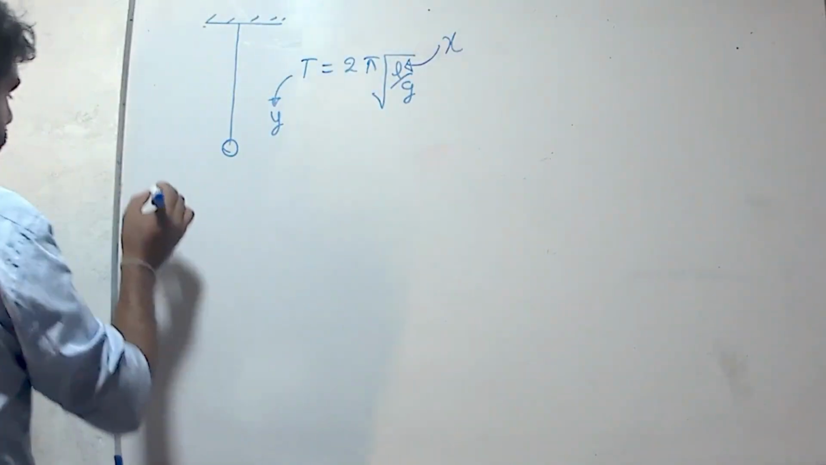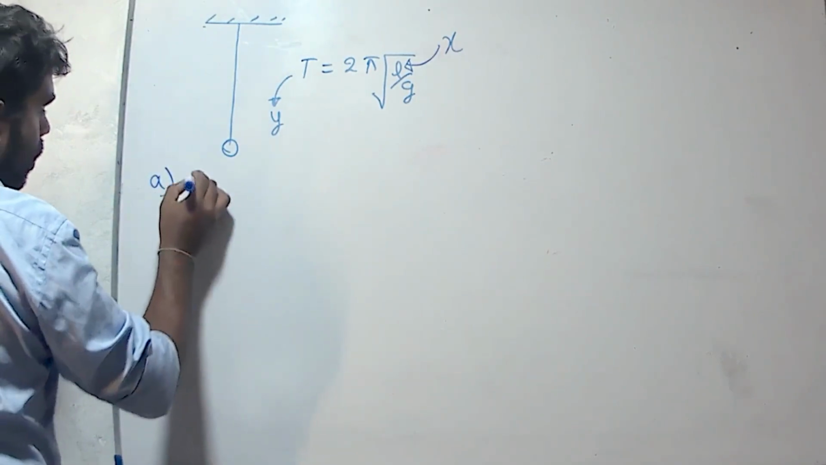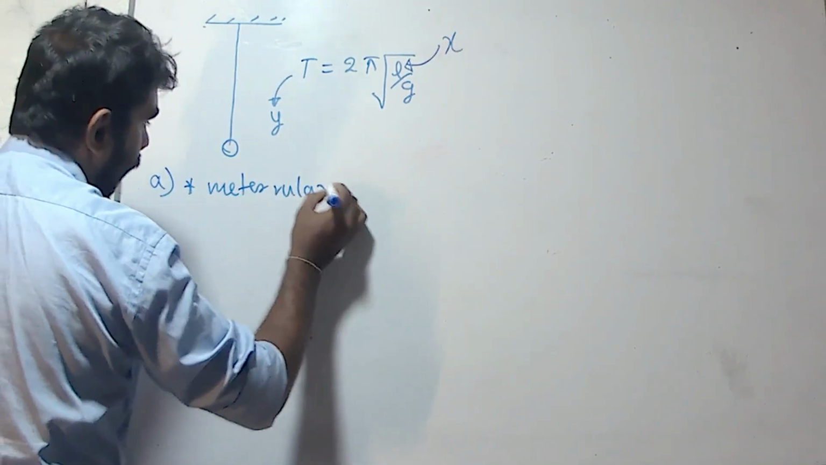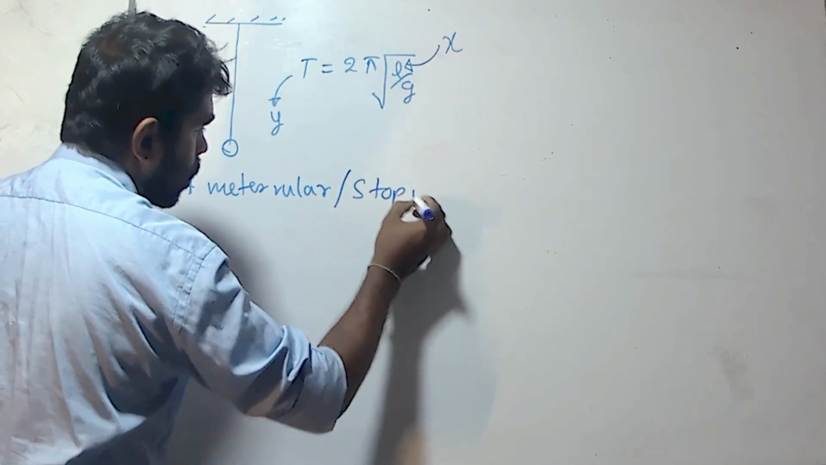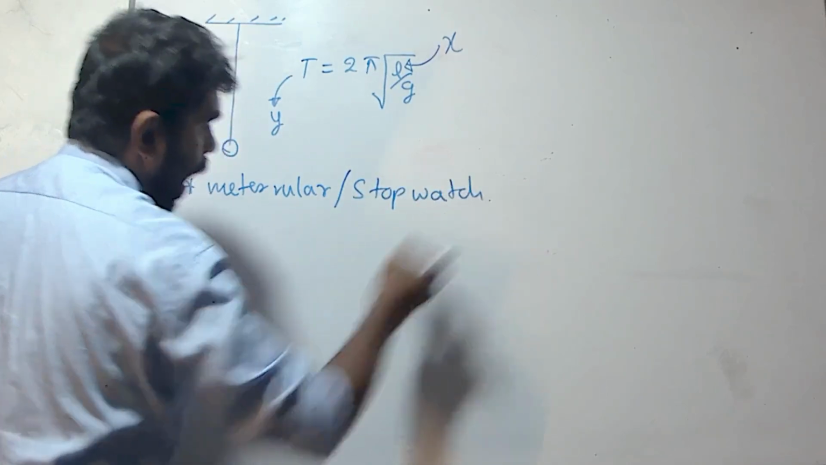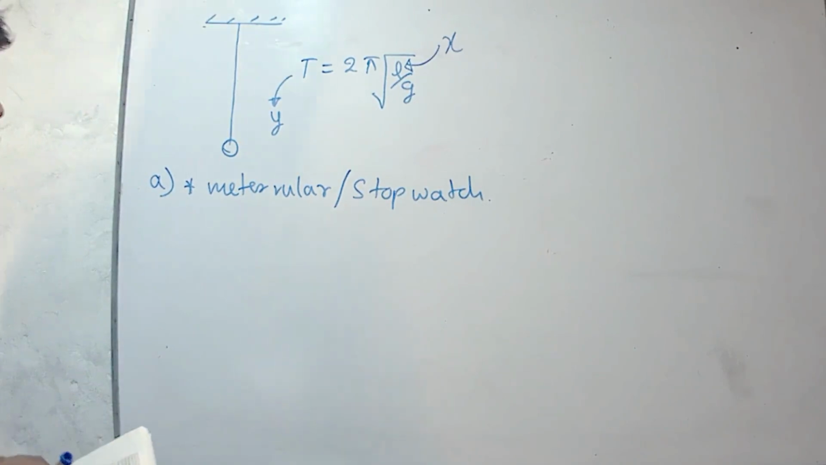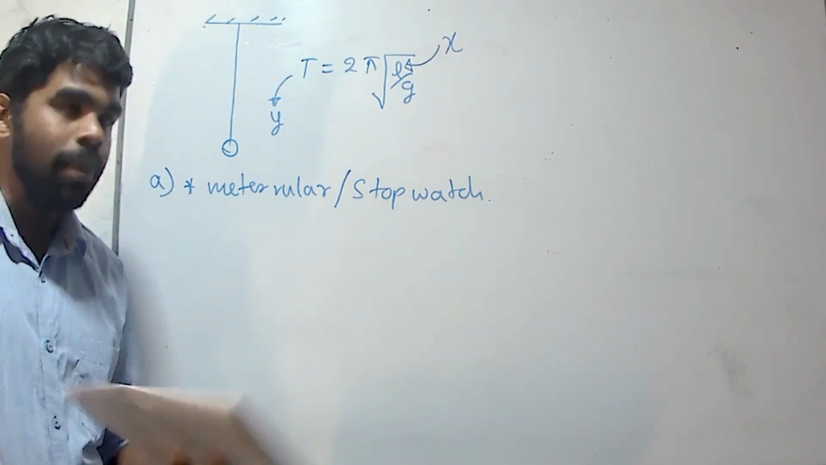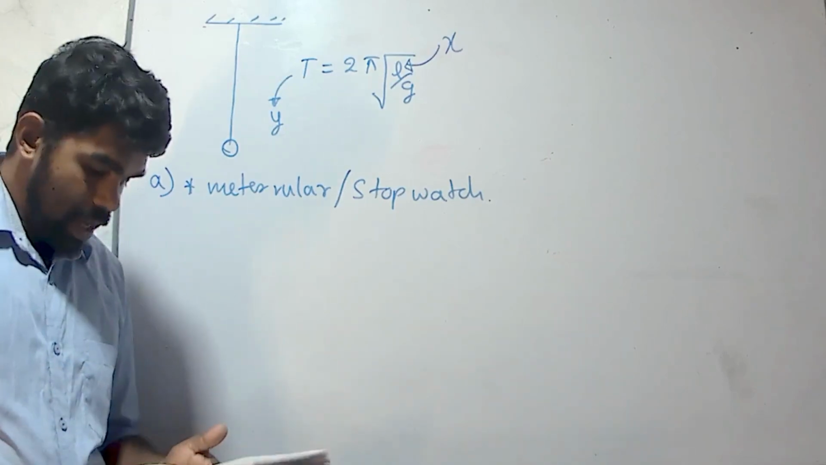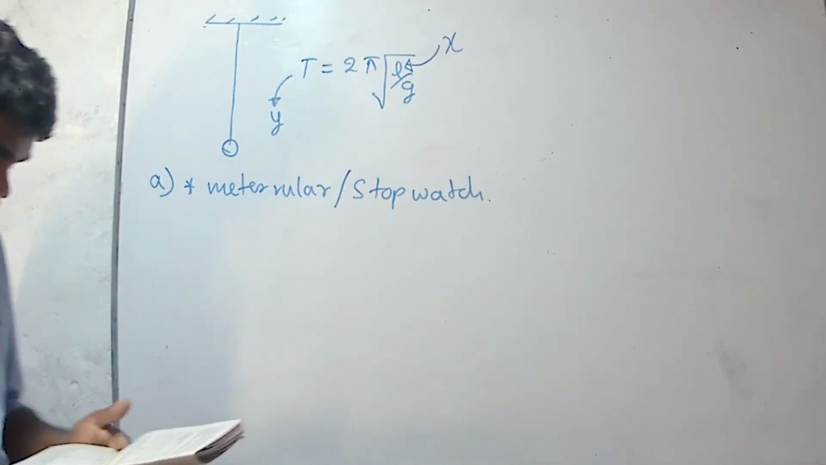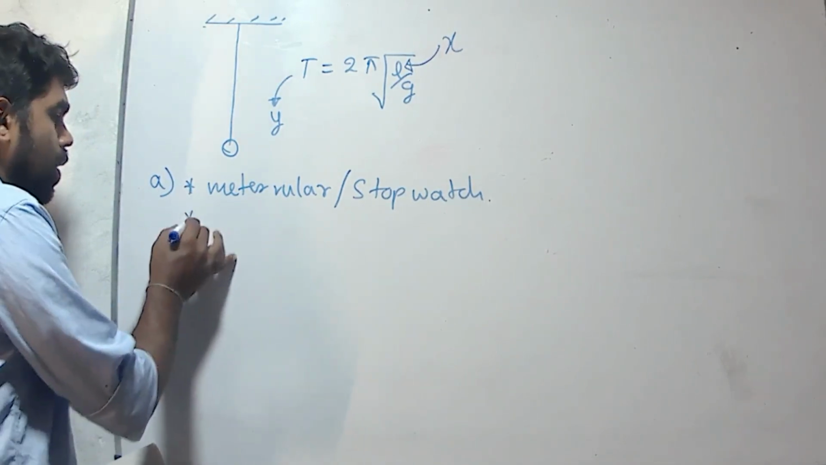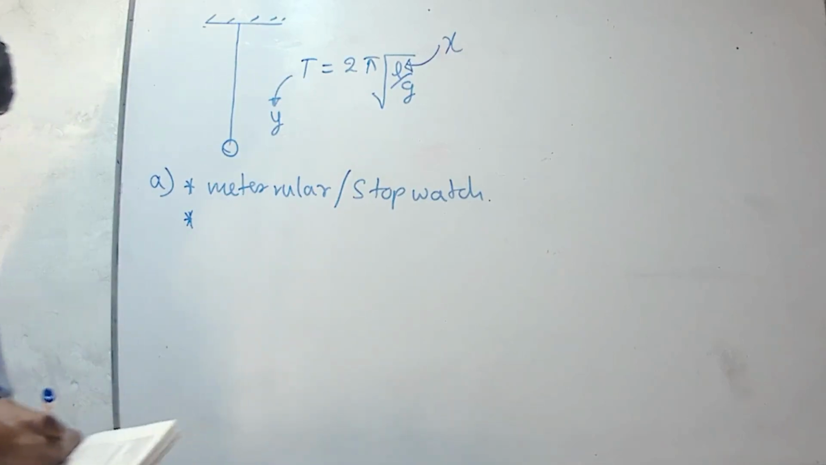Therefore, we have to write additional measuring instruments: meter ruler and stopwatch. We have to measure time by using the stopwatch, and length by using the meter ruler. The next one, additional items.